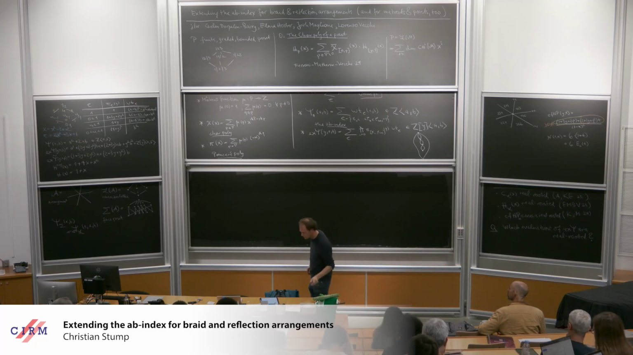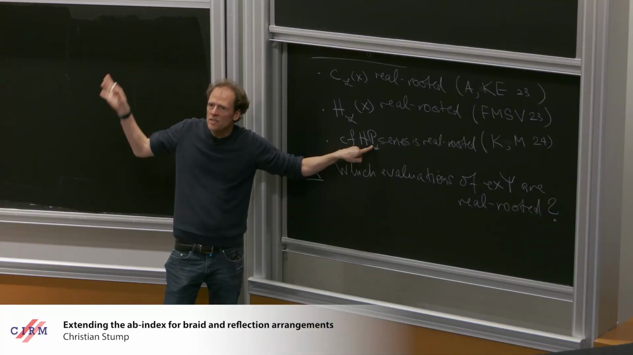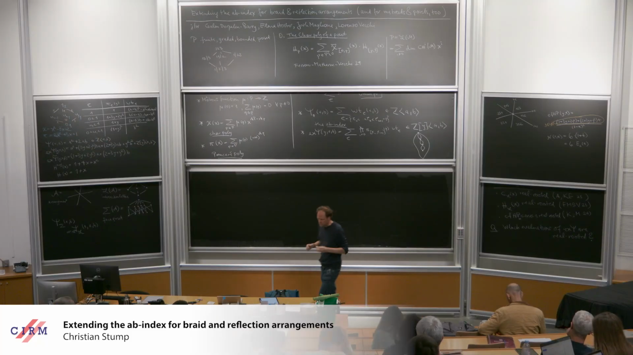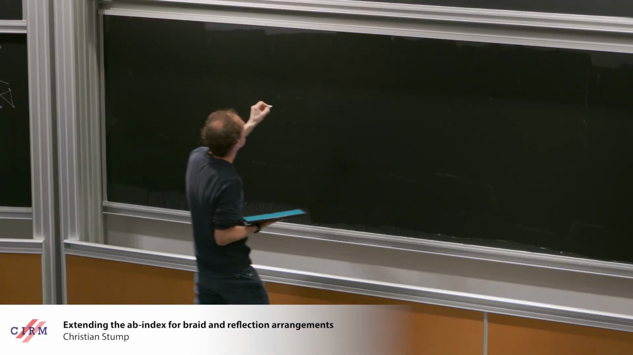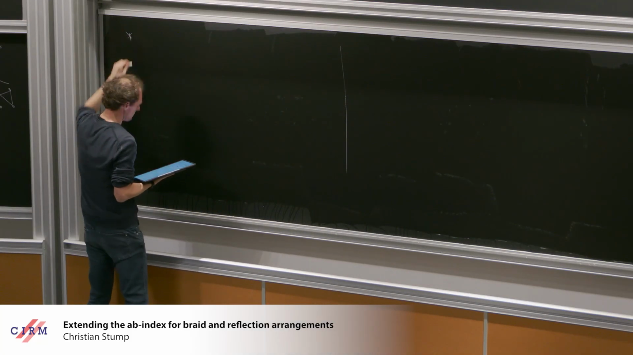Maybe I stick to one word for now. So the only polynomial that I didn't introduce so far is this coarse flag Hilbert-Poincaré series, in between extended AB index and Chow. So let me give you this definition. It basically perfectly fits the pages on top.